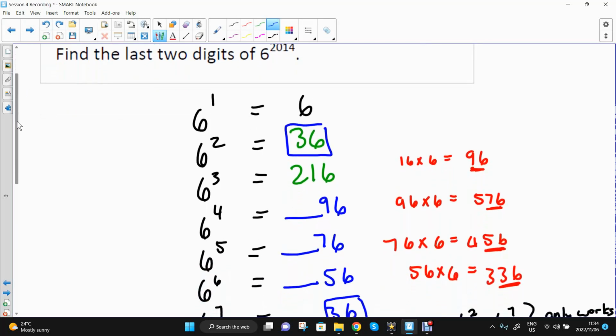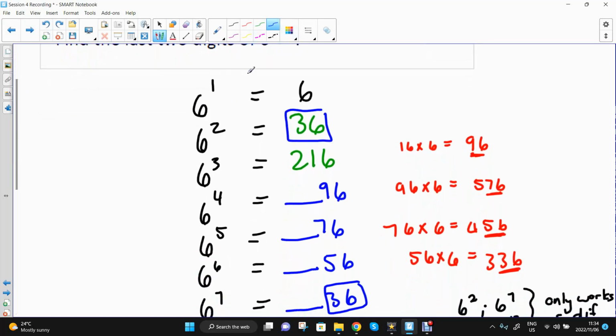You can see I've started writing this out. So 6 to the power 1 is 6. 6 to the power 2, that's still easy, 36. 6 to the power 3 is 216. That's also still easy to multiply out without a calculator. But after this, it becomes quite interesting. So to get the next 2 last digits, what we do is we take these 2 last digits, 16, and we times that by 6. So 16 times 6, if you work that out, is 96.